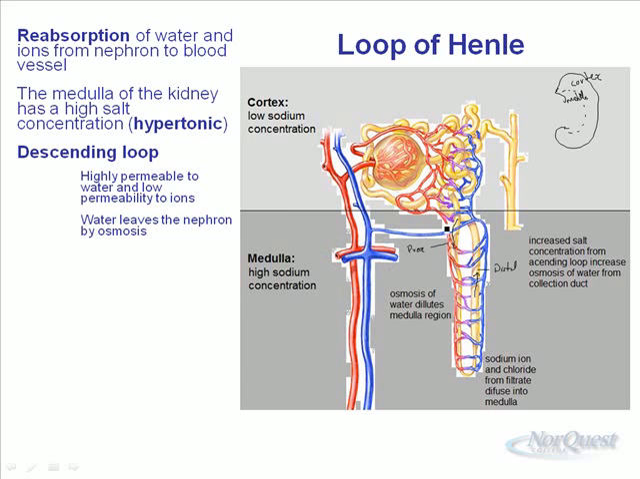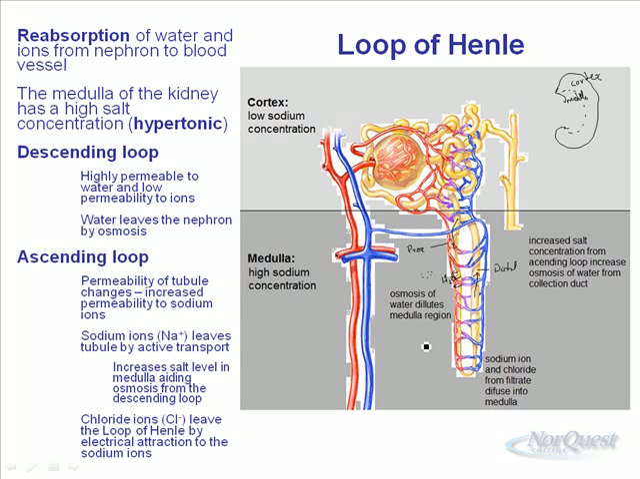So what happens is we have high salt concentration in the medulla, low salt concentration in the nephron, and water is going to get pulled by osmosis from the nephron to the circulatory system. So that's the reabsorption of water. As we go back up the tubule, permeability changes. It's going to be highly permeable to ions and not permeable to water.